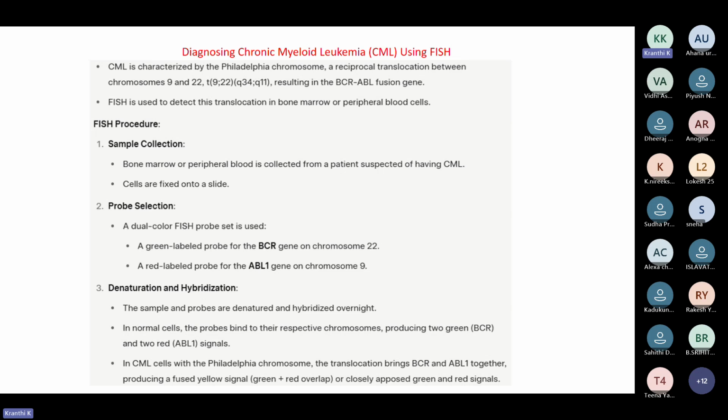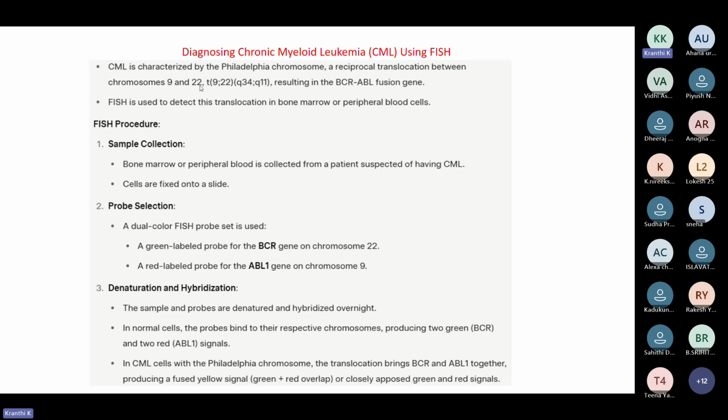So what is this CML? CML is purely a genetic disorder only. It's a Philadelphia chromosome. You know this one, right? Philadelphia chromosome. So we use this FISH method to detect the translocation in bone marrow. Actually what happens, chromosome 9 and 22 are there. I think you know about this Philadelphia chromosome, right? So this is a sequence. What is the gene sequence here? Chromosome 9 and chromosome 22. But translocation will happen.